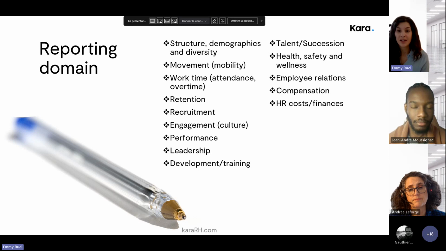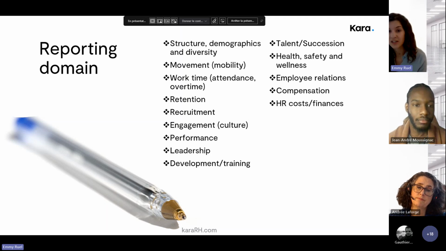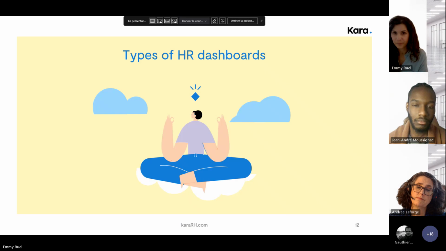And the domain you will analyze will depend on your organizational strategies and objectives. So, for example, if you have a flexible schedule in your organization, analyzing absenteeism will certainly not be a priority for you, okay? Even if it's a good reporting domain.